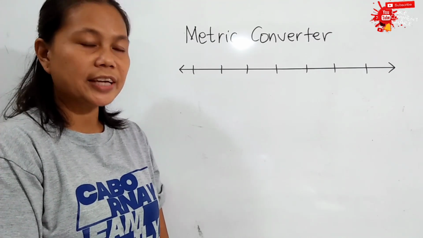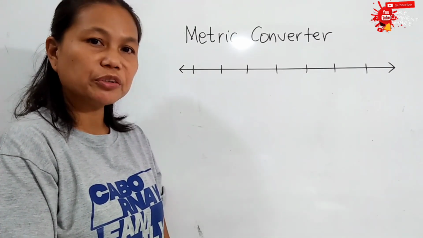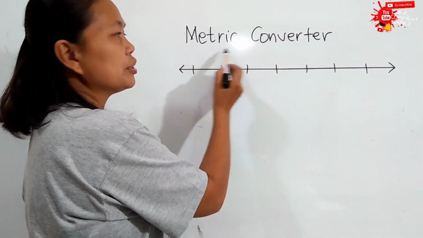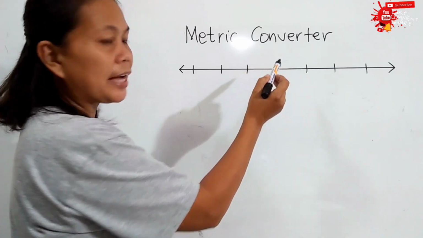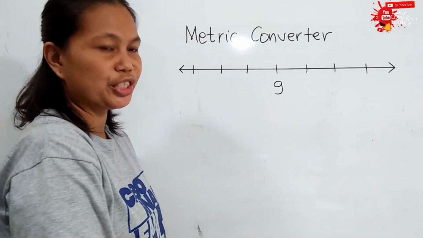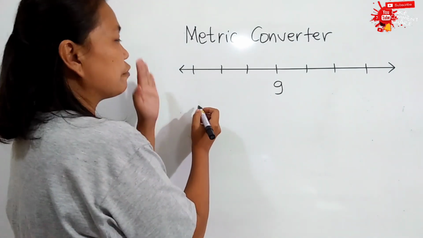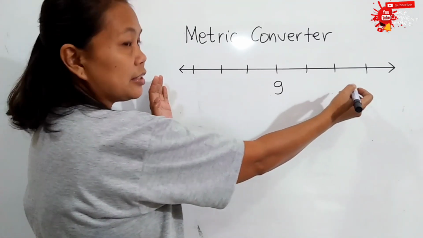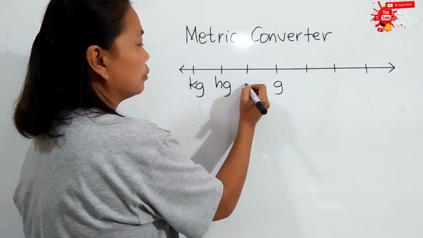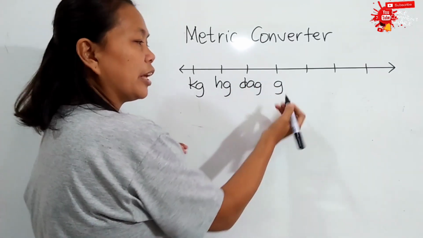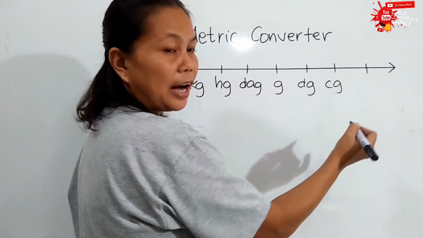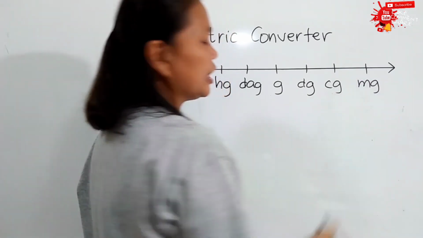Okay, we'll continue our discussion about the conversion from one unit of mass to another unit. Again, for this conversion, we will use the metric converter. But this time, our reference unit is gram. The symbol for gram is a small letter g. Then we have the largest unit to the smallest, from left to right. So we have kilogram, hectogram, decagram, then we have the gram, then decigram, centigram, and the smallest is milligram.